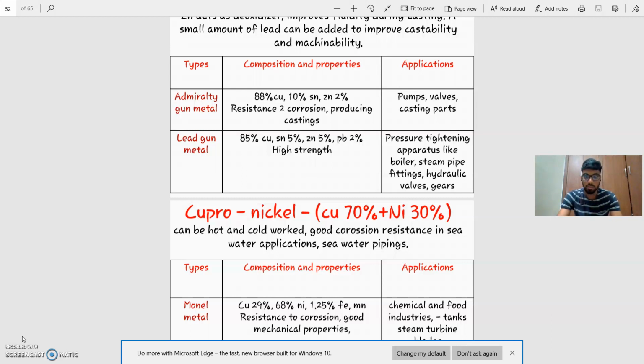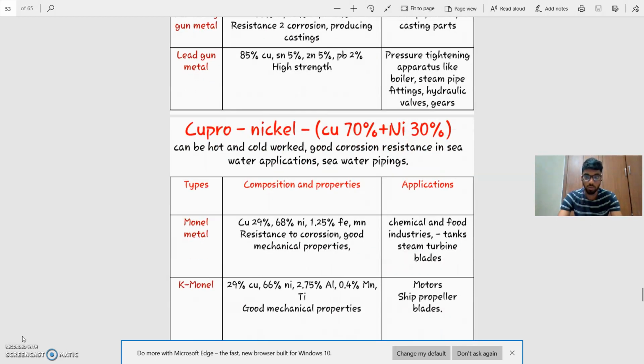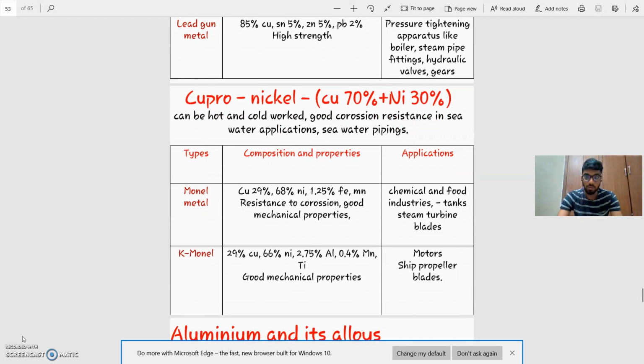Pumps, valves, casting parts. Leaded gunmetal: 85% copper, tin 5%, Zn 5%, Pb 5%, and it has very high strength. Applications are pressure tightening apparatus like boilers, steam pipe fittings, hydraulic valves, gears.